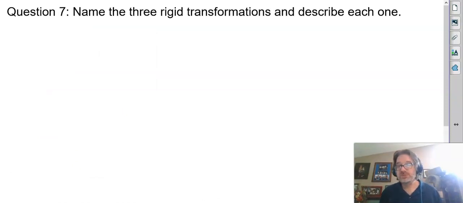So tell me the name of the 3 rigid transformations and describe each one. Use complete sentences in your answers.